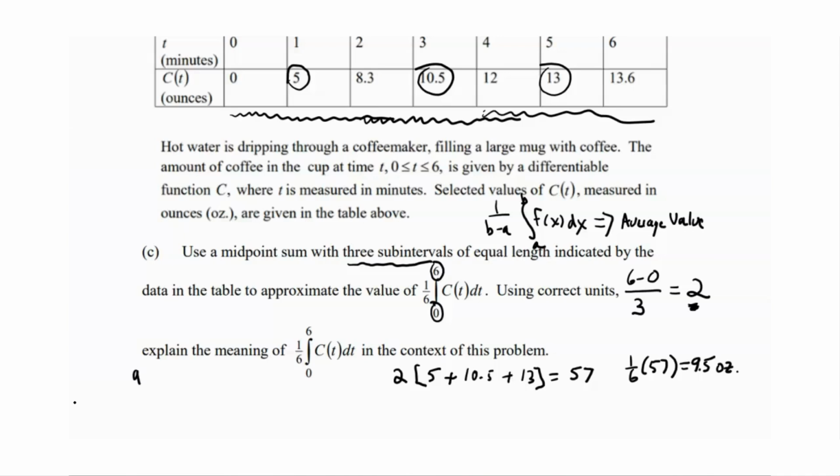So 9.5 ounces is the average amount of coffee in the mug, and then we would say from 0 less than or equal to t less than or equal to 6 minutes.